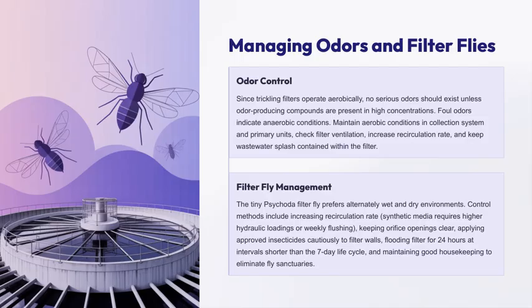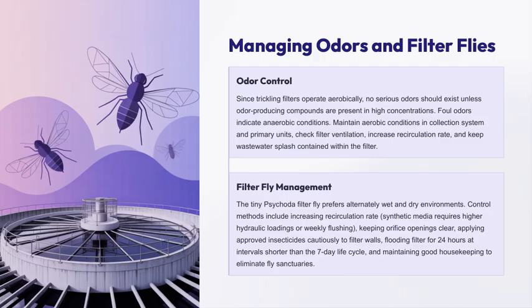Let's talk about managing odors and filter flies in trickling filters. First, odor control. Since these filters operate aerobically, you generally shouldn't encounter serious odors unless there are high concentrations of odor-producing compounds. If you do notice foul odors, it usually indicates anaerobic conditions, which we definitely want to avoid. To keep things running smoothly, it's important to maintain aerobic conditions throughout the collection system and primary units. Checking the filter ventilation is key, as well as increasing the recirculation rate if needed. Also, making sure wastewater splash is contained within the filter helps prevent odors from escaping.